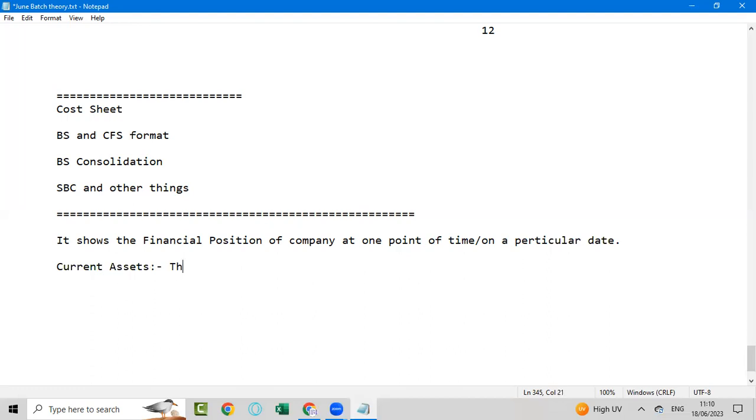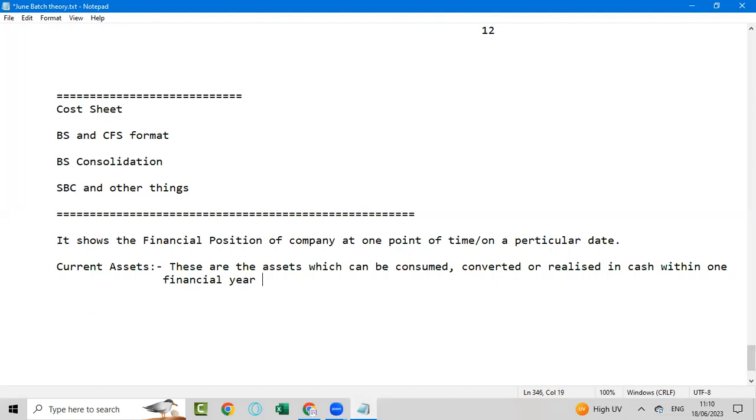What are these current assets? These are the assets which can be consumed, converted, or realized in cash within one financial year or operating cycle, whichever is higher.